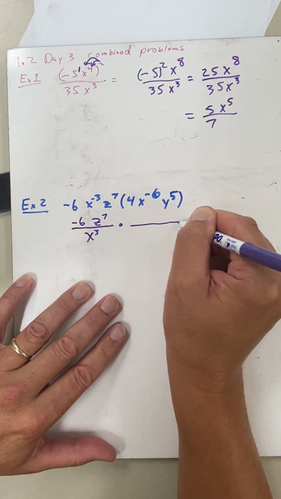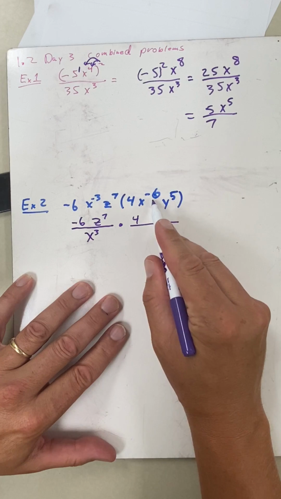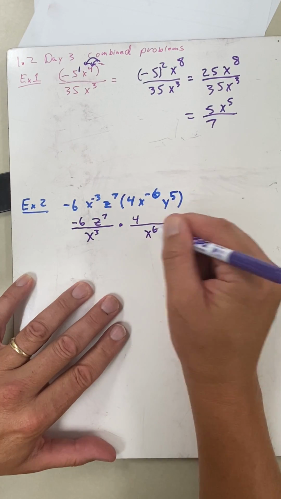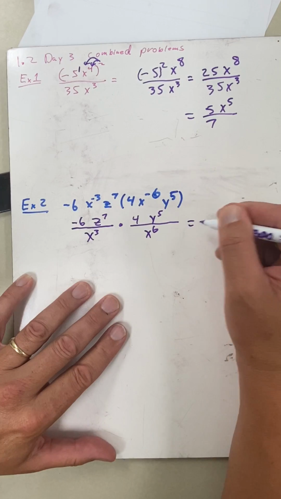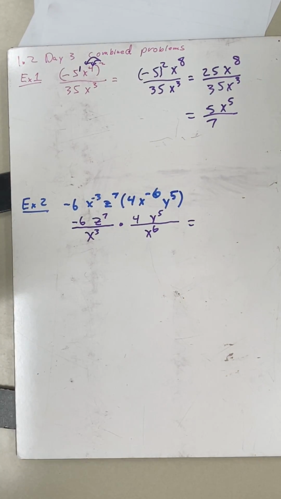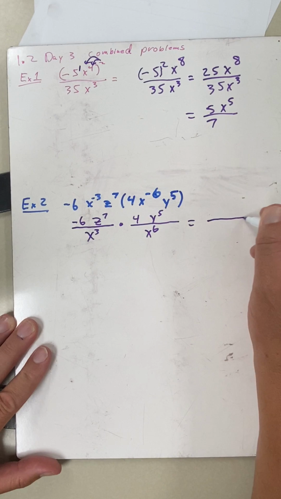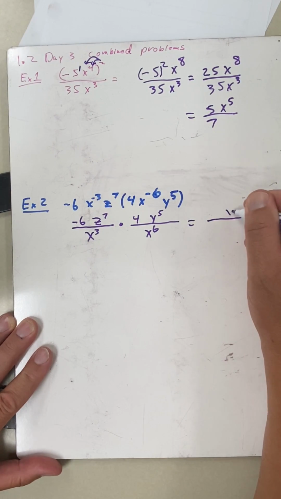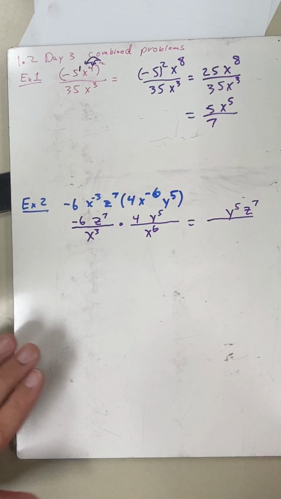I'm going to do the same thing over here. I've got 4. This has a negative 6, so to make it positive, I move it to the bottom. I have a y to the 5th. All right, now I'm going to look to combine things. There's only one z and one y, so there's nothing to do with them, but I just want to put them in alphabetical order. So y to the 5th, z to the 7th.